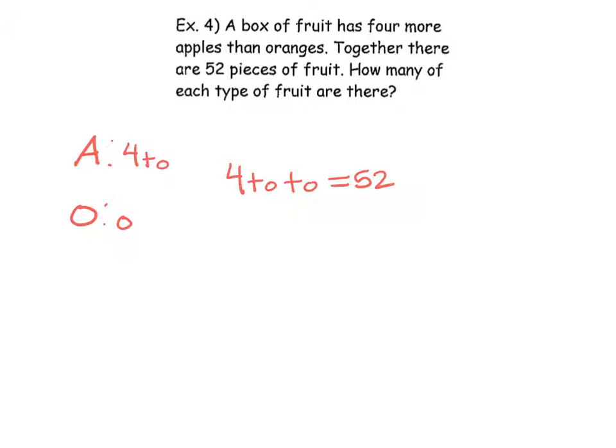Because these add up, this plus this. 4 plus O, plus O. That says 2O, not 20. Perfect. He's good, he's getting it right. I got 2O, he got 2O.